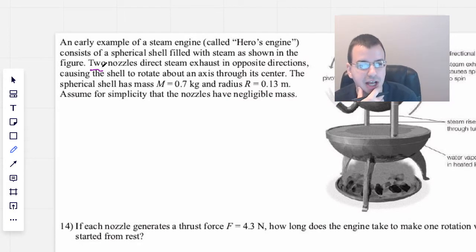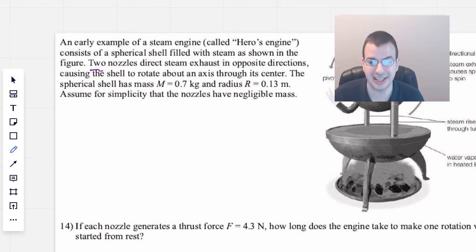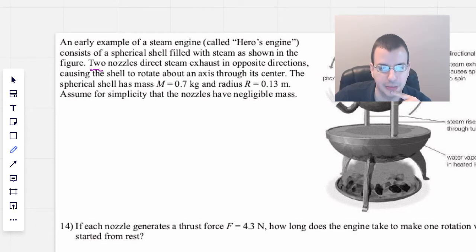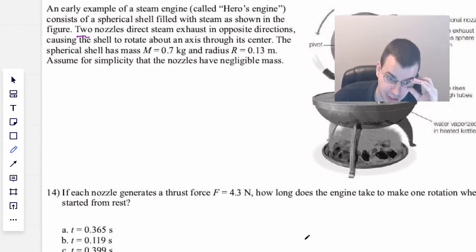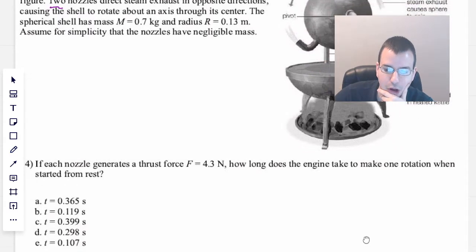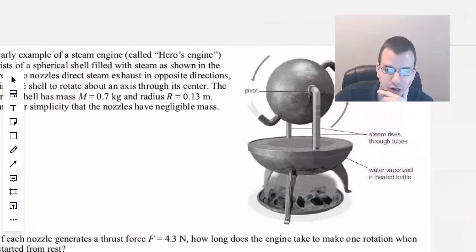In opposite directions, causing the shell to rotate about an axis through its center. The spherical shell has a mass of 0.7 kilograms and a radius of 0.3 meters. Assuming for simplicity that the nozzles have negligible mass, each nozzle generates a thrust force of 4.3 newtons. How long does it take for the engine to make one rotation when started from rest?